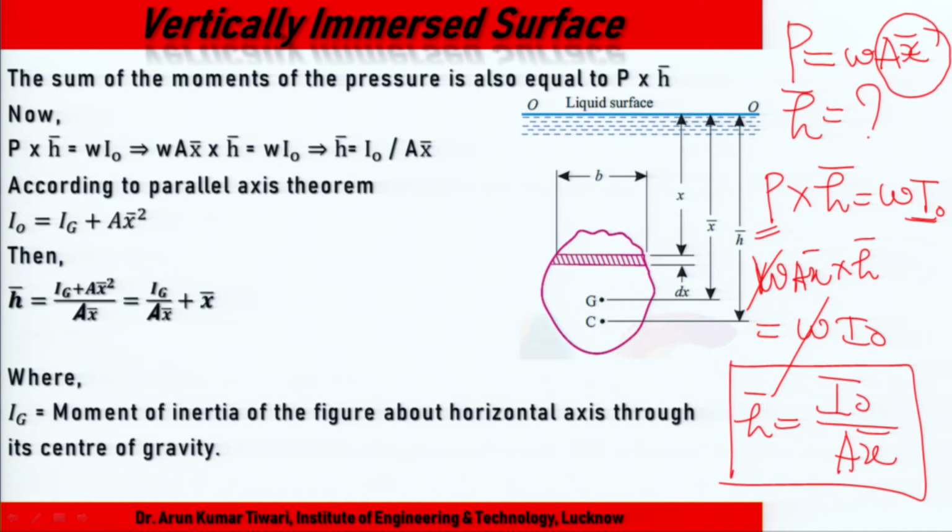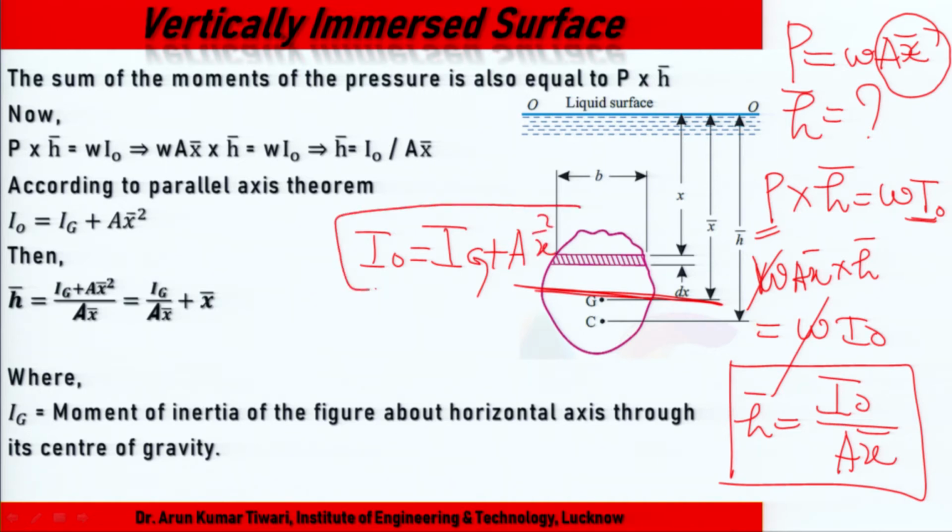By the parallel axis theorem, at the free surface we have I naught, the moment of inertia with respect to this point, and IG, the moment of inertia about the centroid. So I naught equals I G plus area into x bar square. This is the parallel axis theorem.